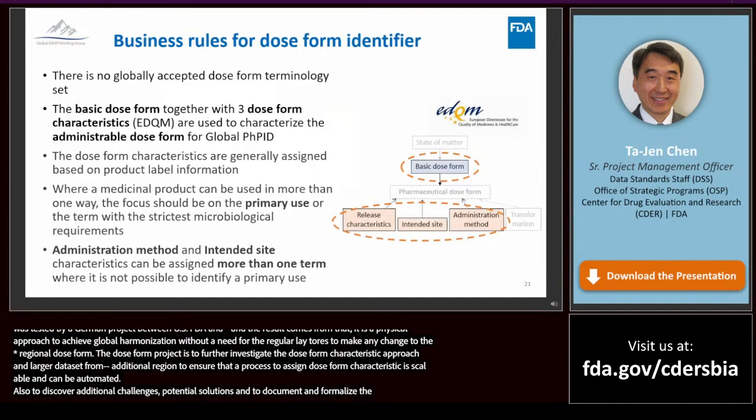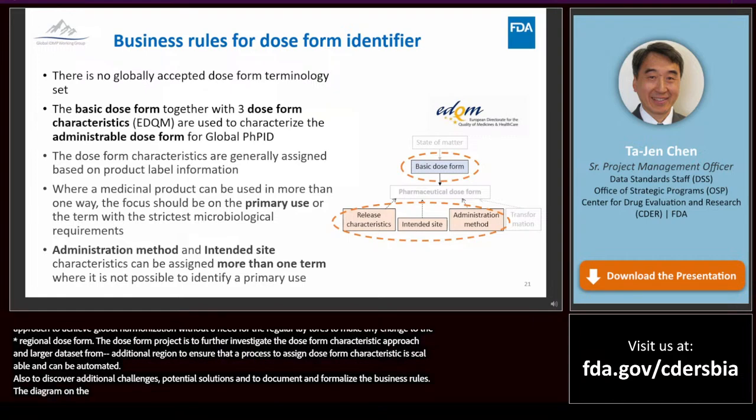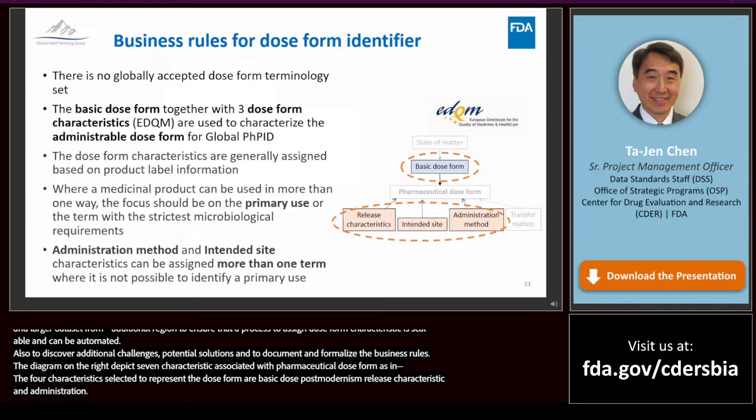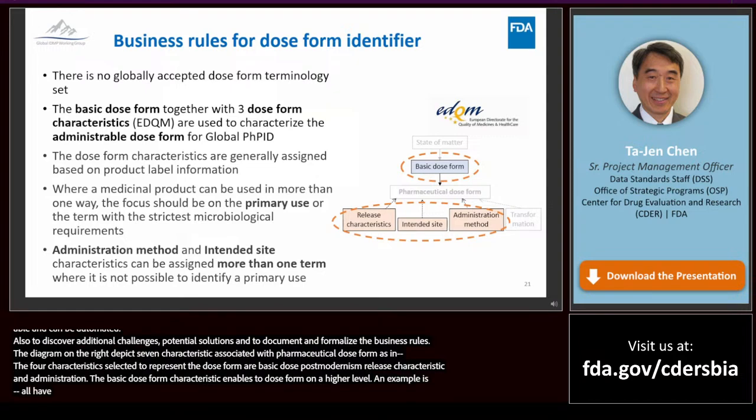The diagram on the right depicts the 7 characteristics associated with the pharmaceutical dose form as specified in ISO 11239. The 4 characteristics selected to represent a dose form are basic dose form, release characteristic, intended site, and administration method. The basic dose form characteristic enables us to aggregate pharmaceutical dose forms to a higher level. An example is soft capsule, hard capsule, and plain capsule all have the same basic dose form as capsule. That enables us to group medicinal products with slightly different capsule dose forms together.